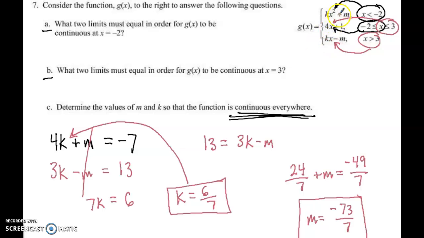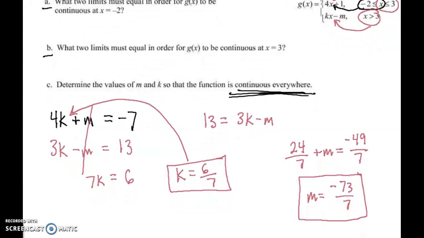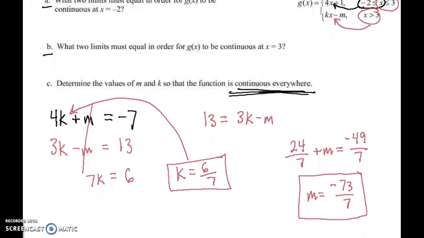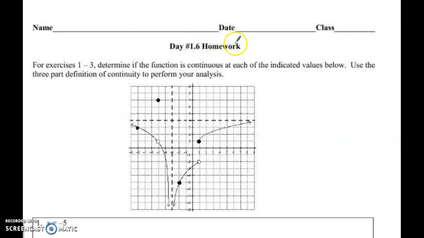And you could graph this out, but I don't think that would be advantageous to graph a quadratic with a linear and then connect it to another linear. It'd be very time consuming. Go ahead and work through that. Make sure that you understand, rewatch the video, and you should be ready for the day 1.6 homework.